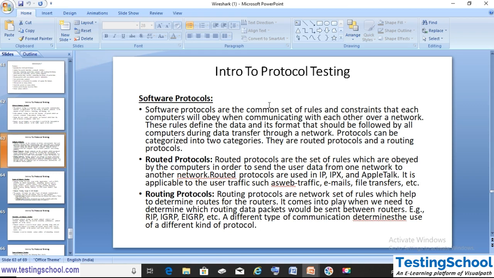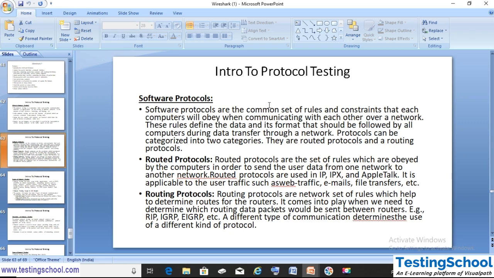The protocol can be categorized. Whatever packet or data you are sending will be sent according to these software protocols. Whatever the software protocols have defined, only that will be sent when you are communicating with a different device. Now, protocols can be categorized into two categories: routed protocol and routing protocol.